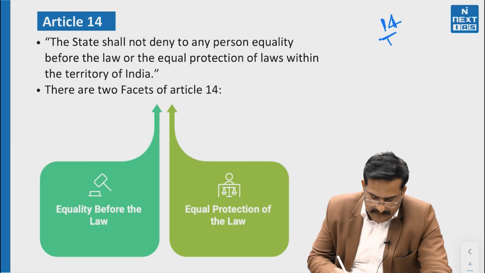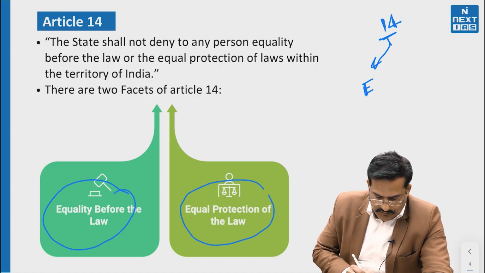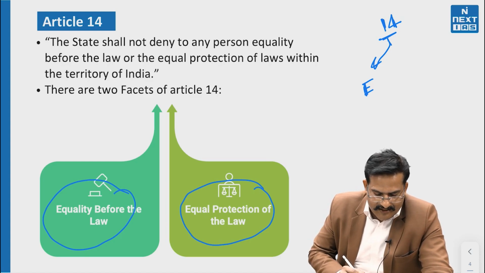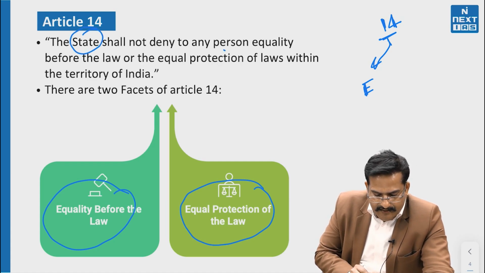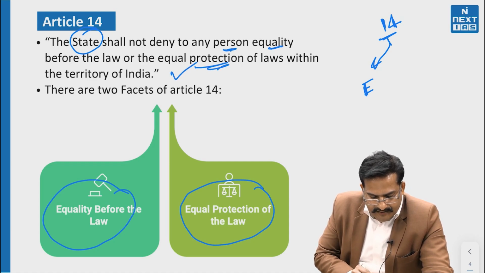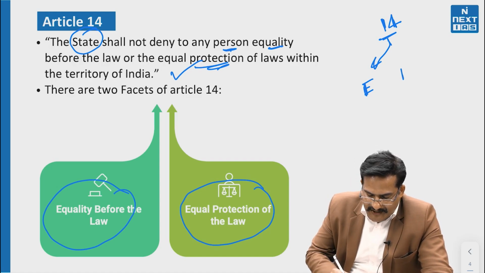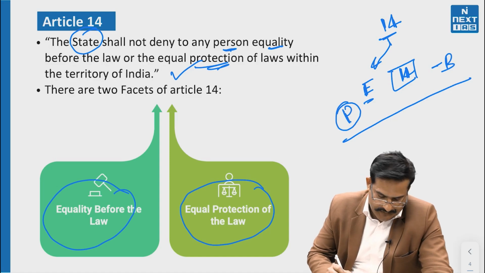What are those? It talks about A, the equality before the law, and second is the equal protection of law. We will discuss in a short while what the differences between both are, but let us try to understand what article 14 itself says. It says that the state shall not deny to any person equality before the law or the equal protection of law within the territory of India. It means we can ensure the protection of article 14 in India but not in Bangladesh or Pakistan, right? Hope it is clear to you, right?